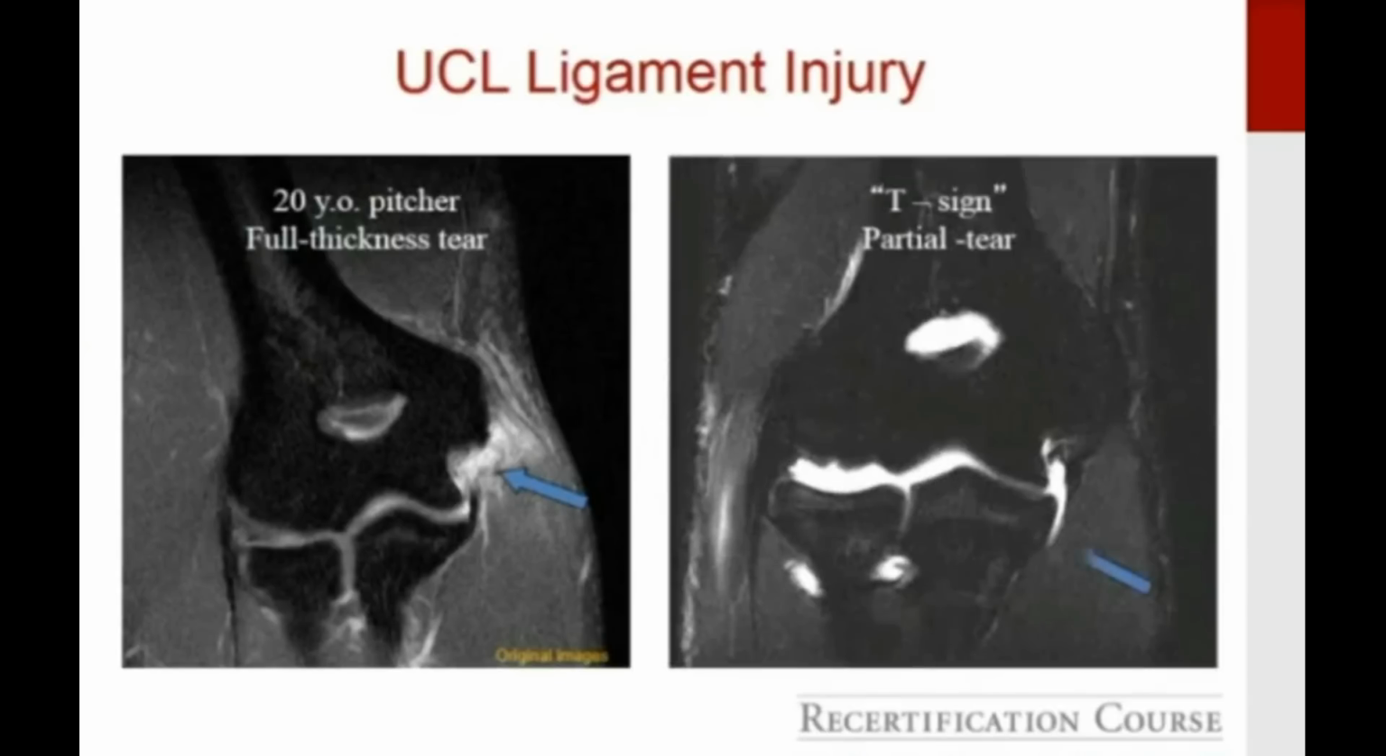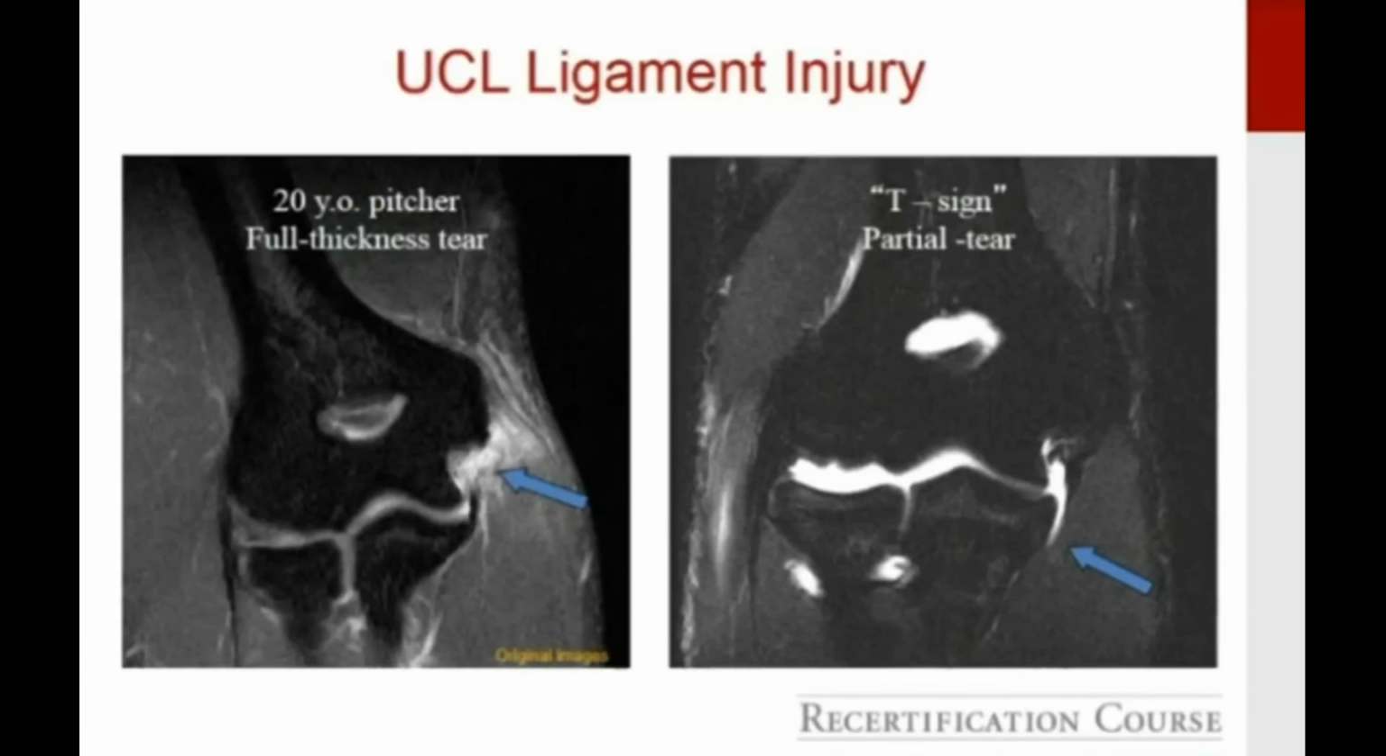The partial thickness tears are more likely to occur at the distal attachment site, and this is referred to as the T sign and represents a partial thickness tear of the deep fibers of the distal ulnar collateral ligament. If you look on the image on the left, you can see that the distal attachment site, there's never fluid that normally extends between the distal attachment of the ulnar collateral ligament and the sublime tubercle.